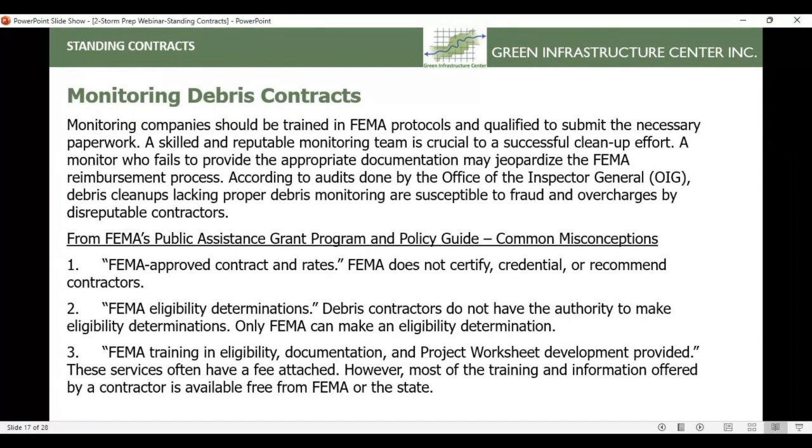And then finally, "FEMA training and eligibility documentation and project worksheet development provided." These services often have a fee attached. However, most of the training and information offered by a contractor is available free from FEMA or from your state emergency management office. So if you see someone try to attach additional fees for value added services such as FEMA training and documentation, just know that they're really trying to upcharge you there, because all of this training is made available free by FEMA or your state emergency management agency.